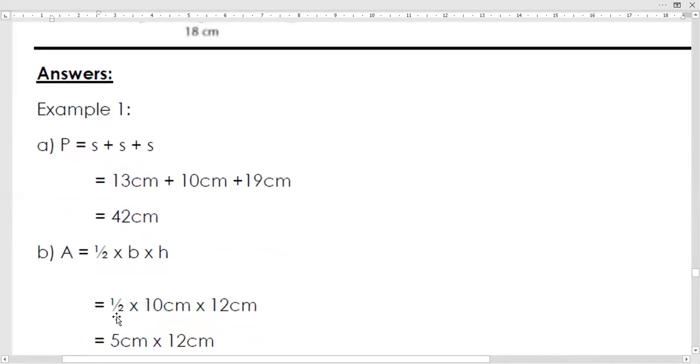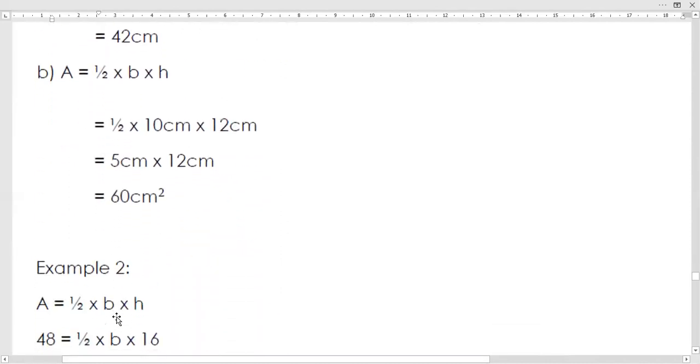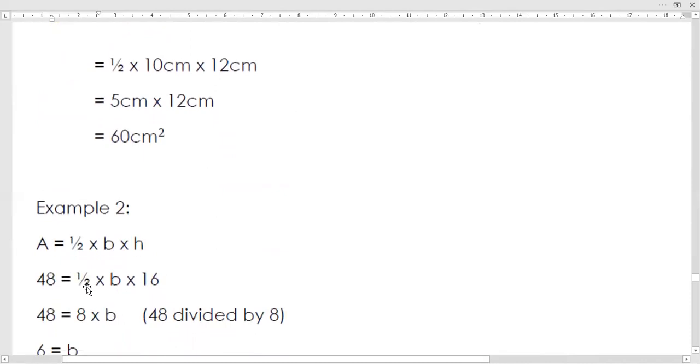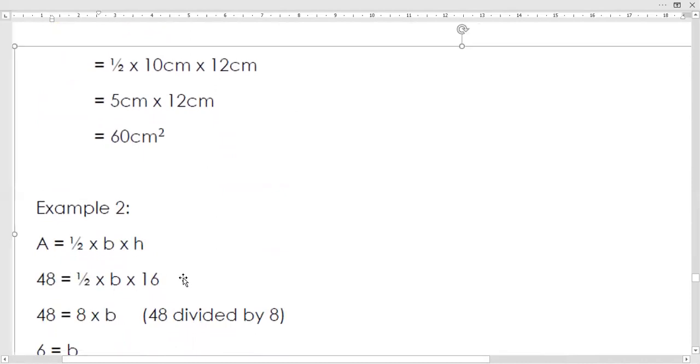So if you look, we have got 48, half, and the base. So we don't know what the base is. So let's rather go, what's half of 16? Half of 16 is 8. Then what we're going to do is we're going to go 48 divided by 8. Why? Because there's a multiply there. So to get rid of this, we actually need to divide.